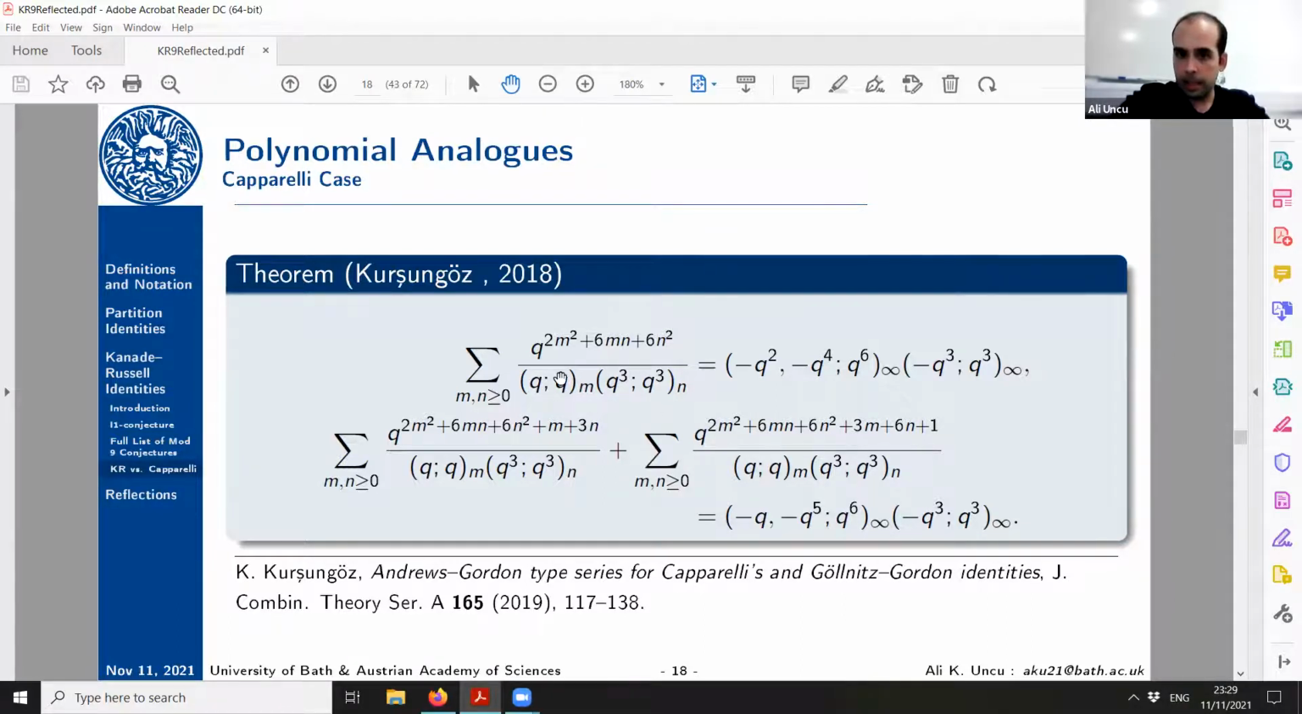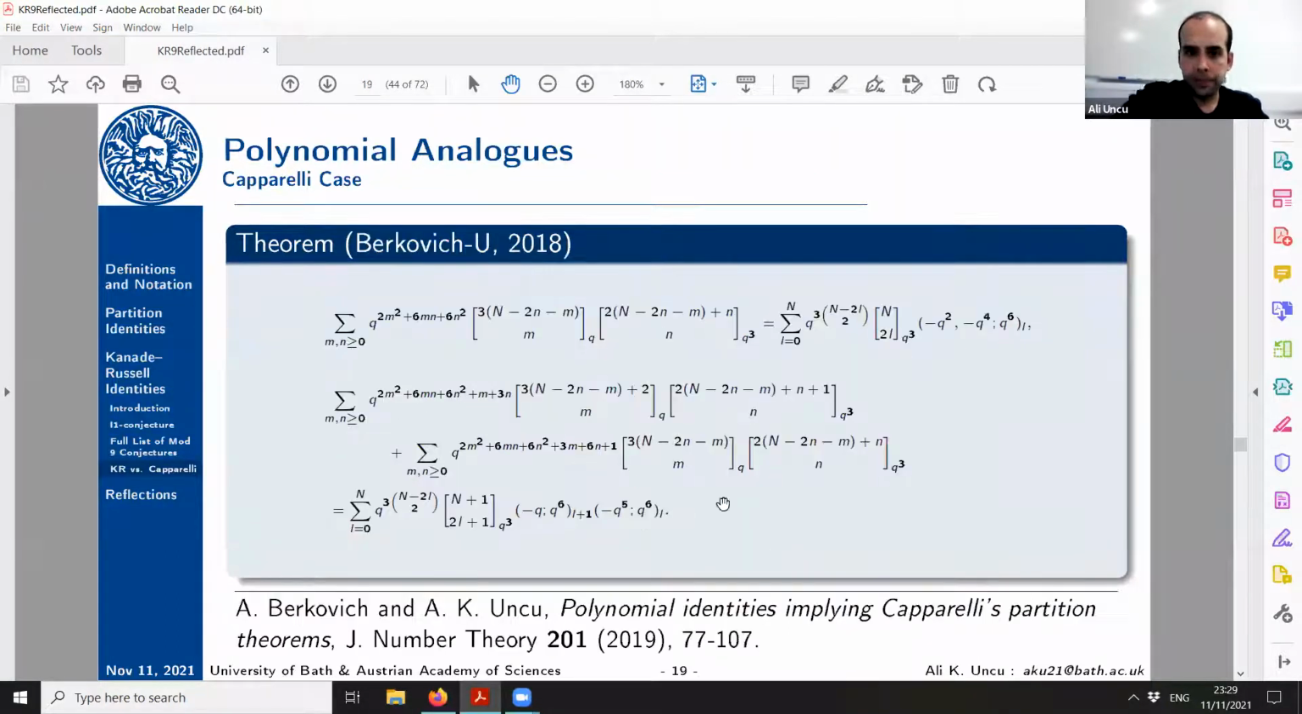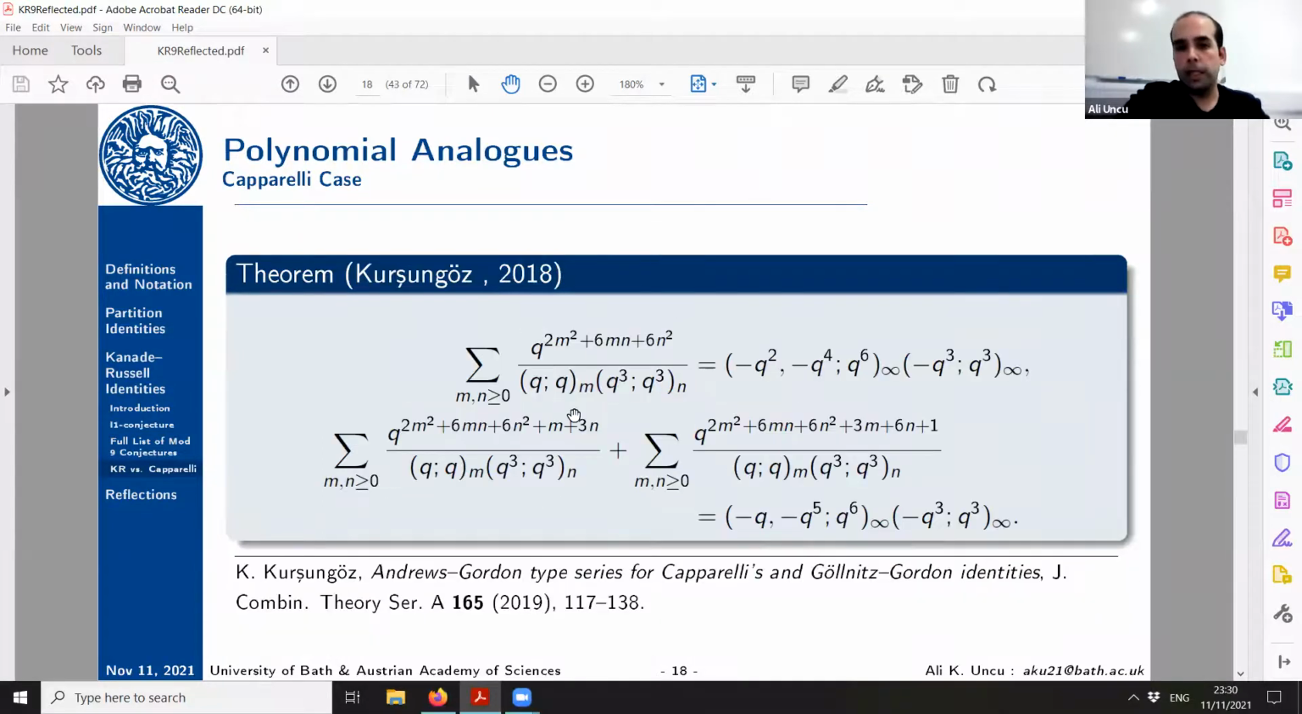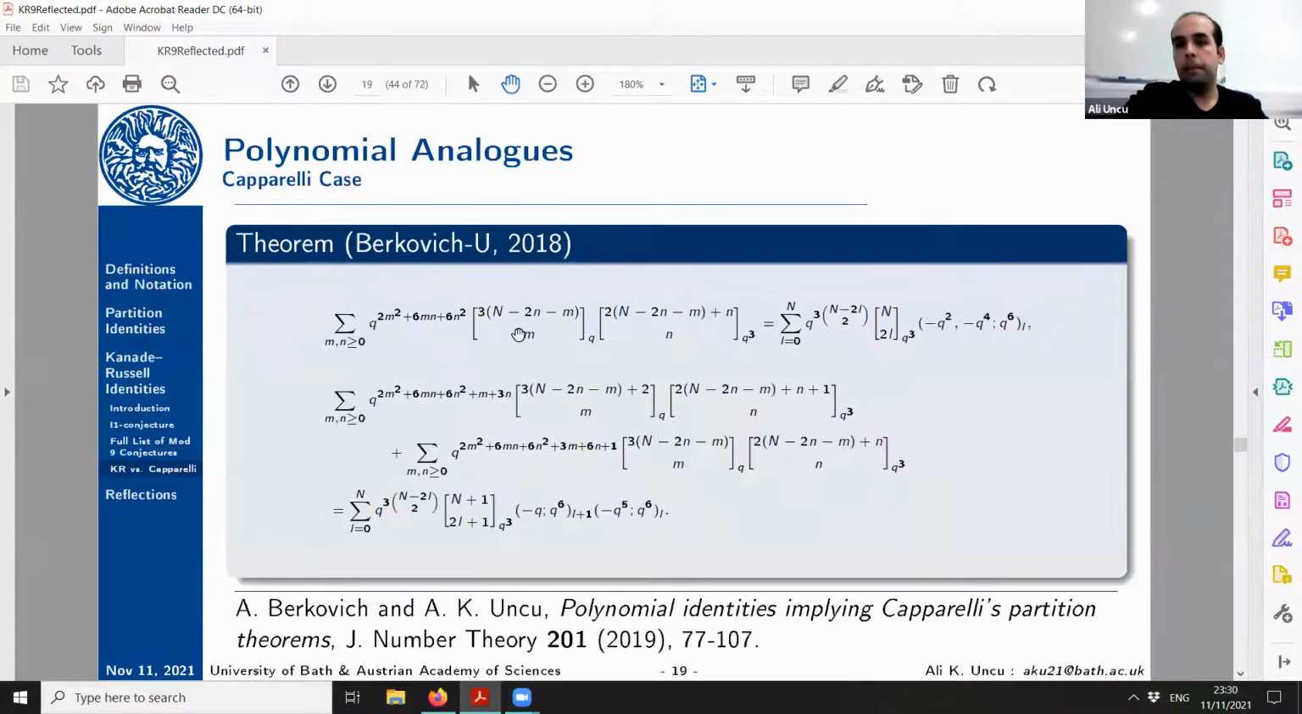And these sum-equals-product identities become things like these. So those q-Pochhammers that you would see in the denominator became q-binomials to impose that extra bound. And these right-hand sides, we already knew them from our previous paper. And this gave a direct proof of Capparelli's identity. So once you prove that identity, you take the limit as capital N goes to infinity. The left-hand side goes to the generating function of Kanade-Russell. The right-hand side goes to the product. And these were direct proofs of these identities.